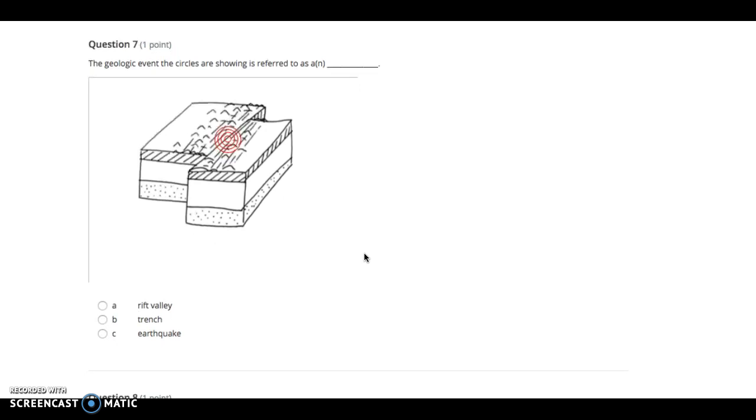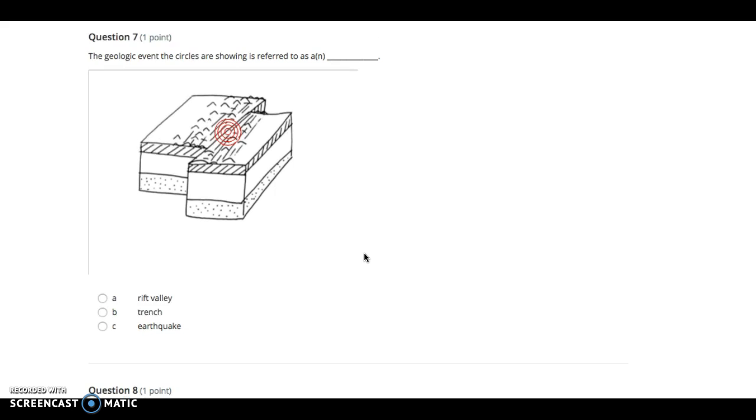Question number 7. The geologic event the circles are showing is referred to as blank. A. Rift Valley, B. Trench, C. Earthquake.